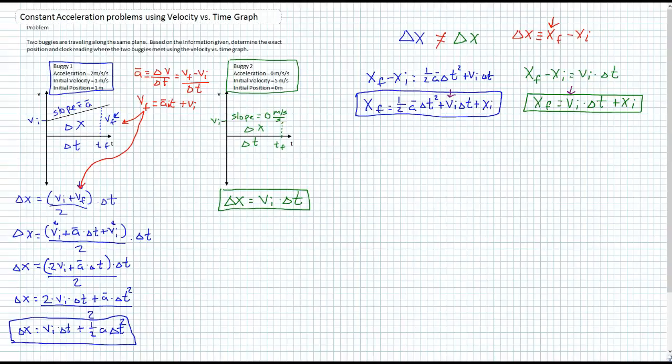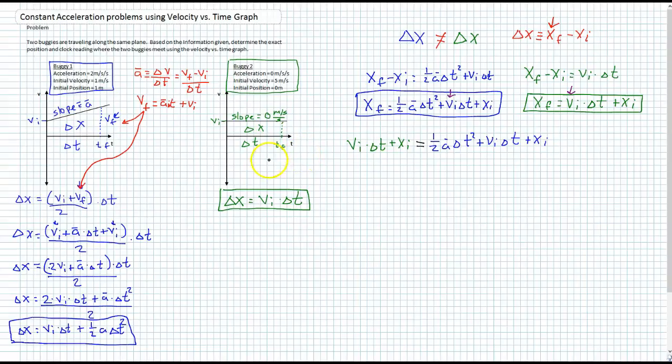Alright, what I'm going to do right now is substitute the green xf into the blue xf, and I've got vi times delta t plus xi, and that is going to equal 1/2 a delta t squared plus vi delta t plus my starting position for the blue car.